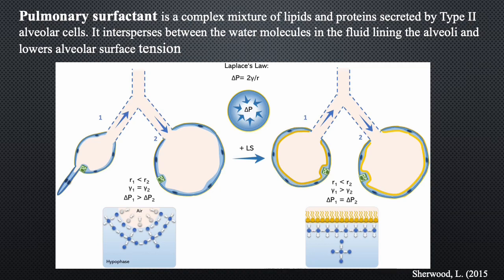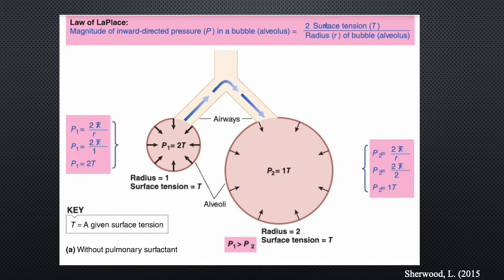We can explain more in the next slide as well. According to the law of Laplace, the magnitude of the inward-directed collapsing pressure is directly proportional to the surface tension and inversely proportional to the radius of the bubble. Because the collapsing pressure is inversely proportional to the radius, the smaller the alveolus, the smaller its radius, the greater its tendency to collapse at a given surface tension.